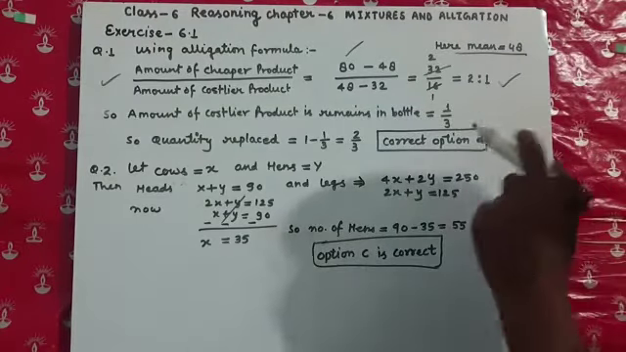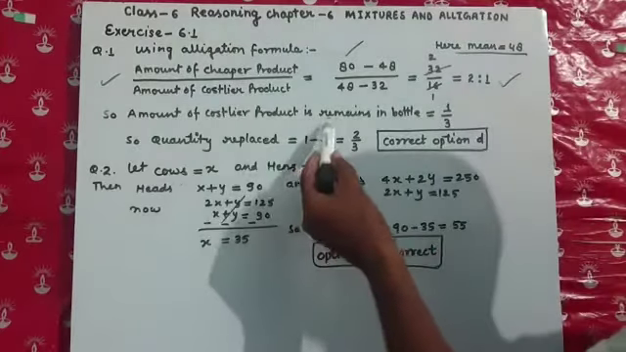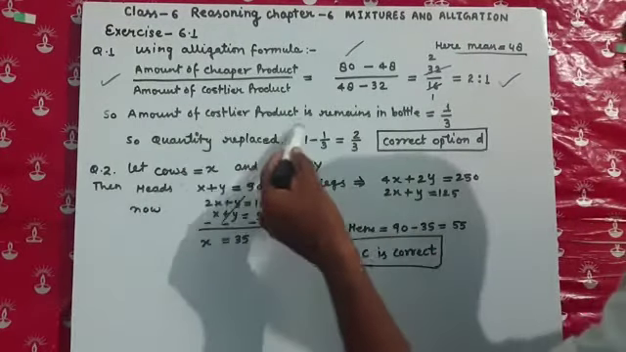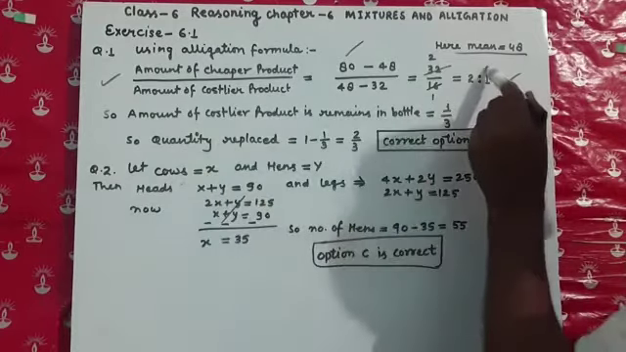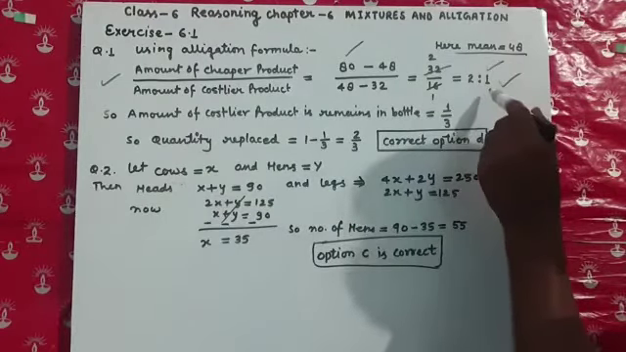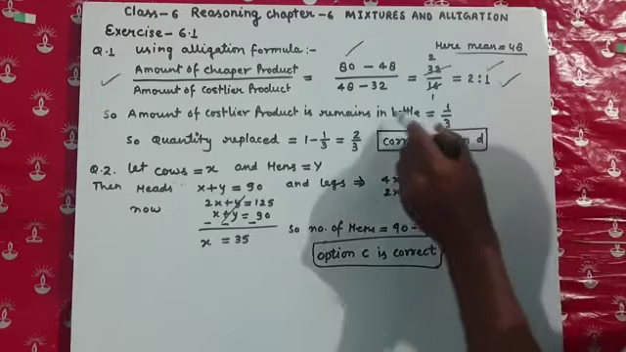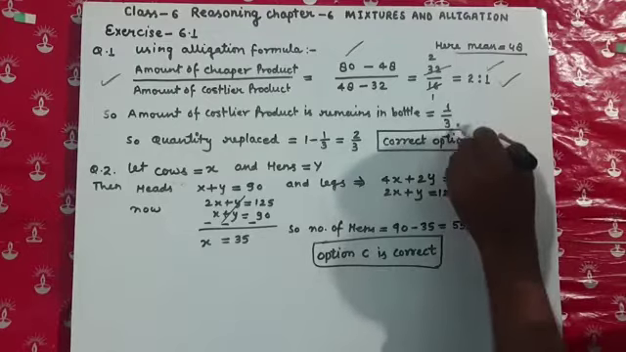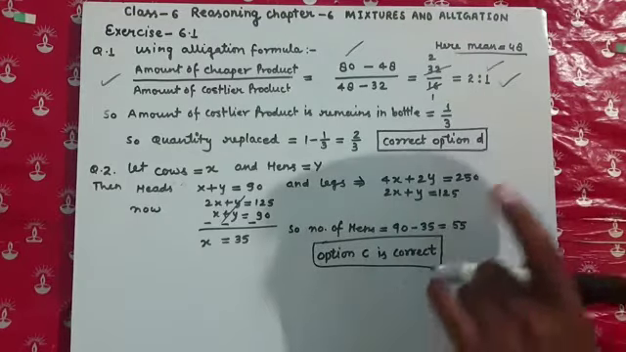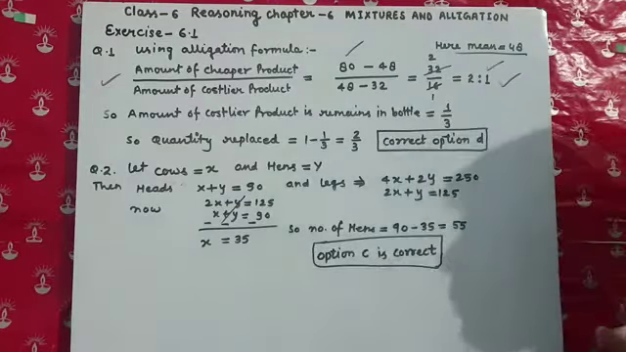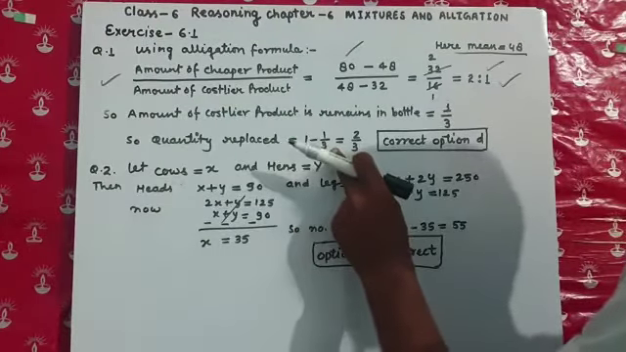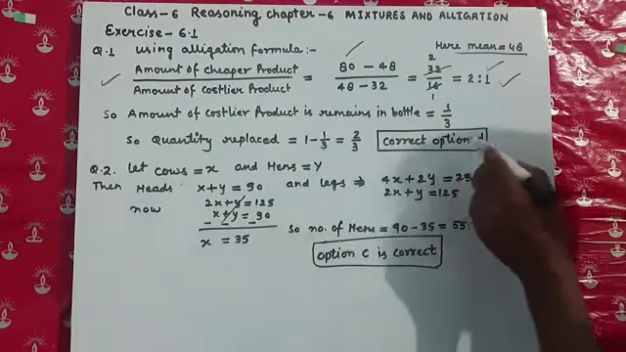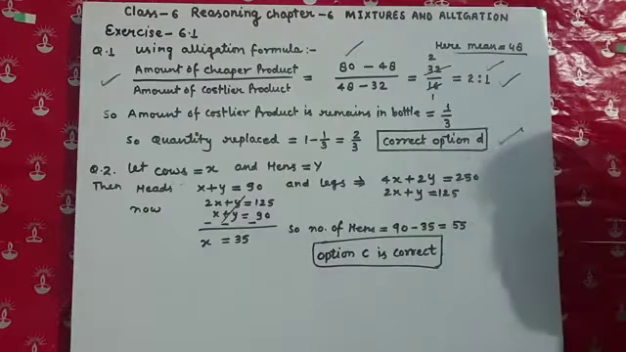So this is the value of the product remaining in the bottle. The question is asking about the costlier product. The costlier product is one part out of a total of three parts. Out of these three parts, one part remains in the bottle, that means 1/3 part is remaining in the bottle. The question is asking what quantity is replaced. So the quantity replaced is the whole quantity, 1 minus 1/3, so we are getting 2/3. So the correct option will be option D.